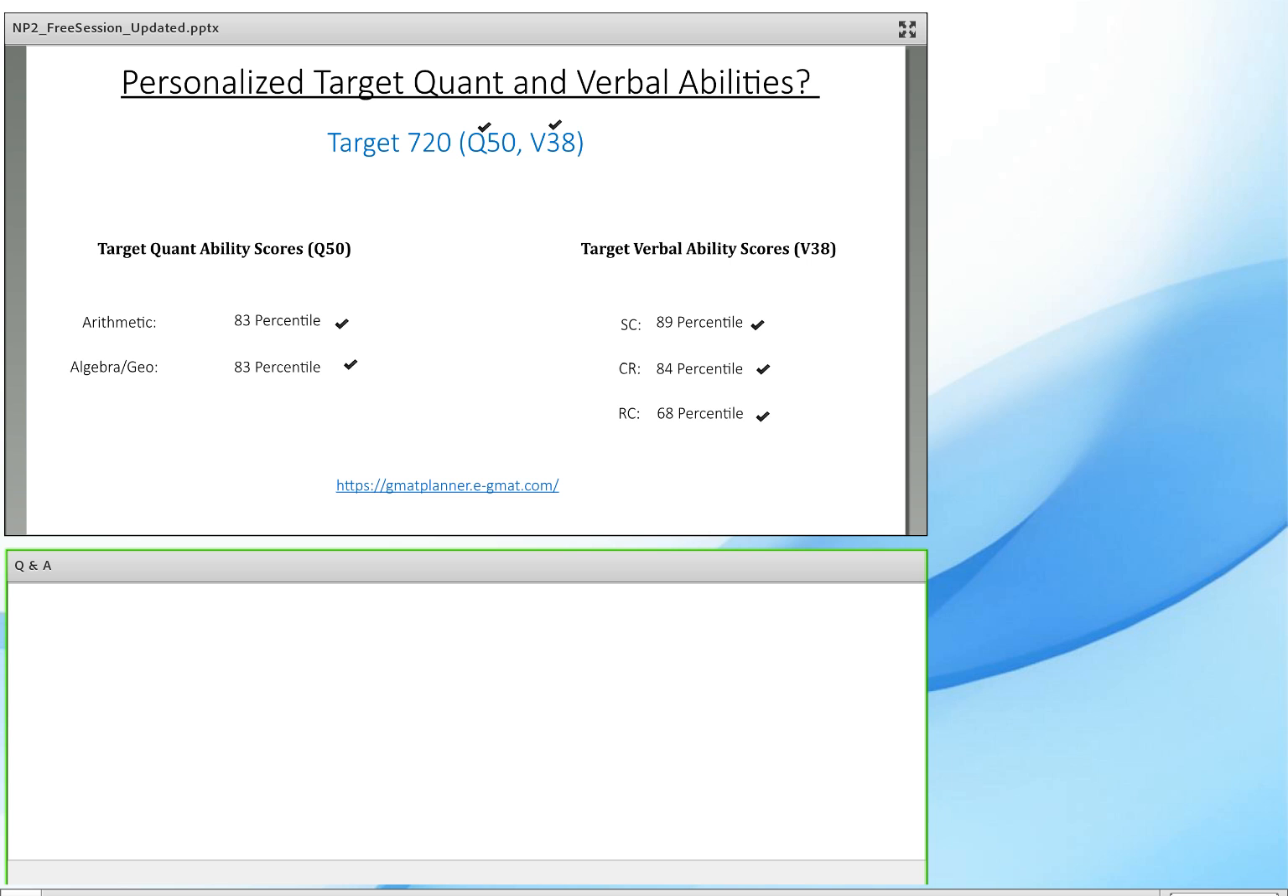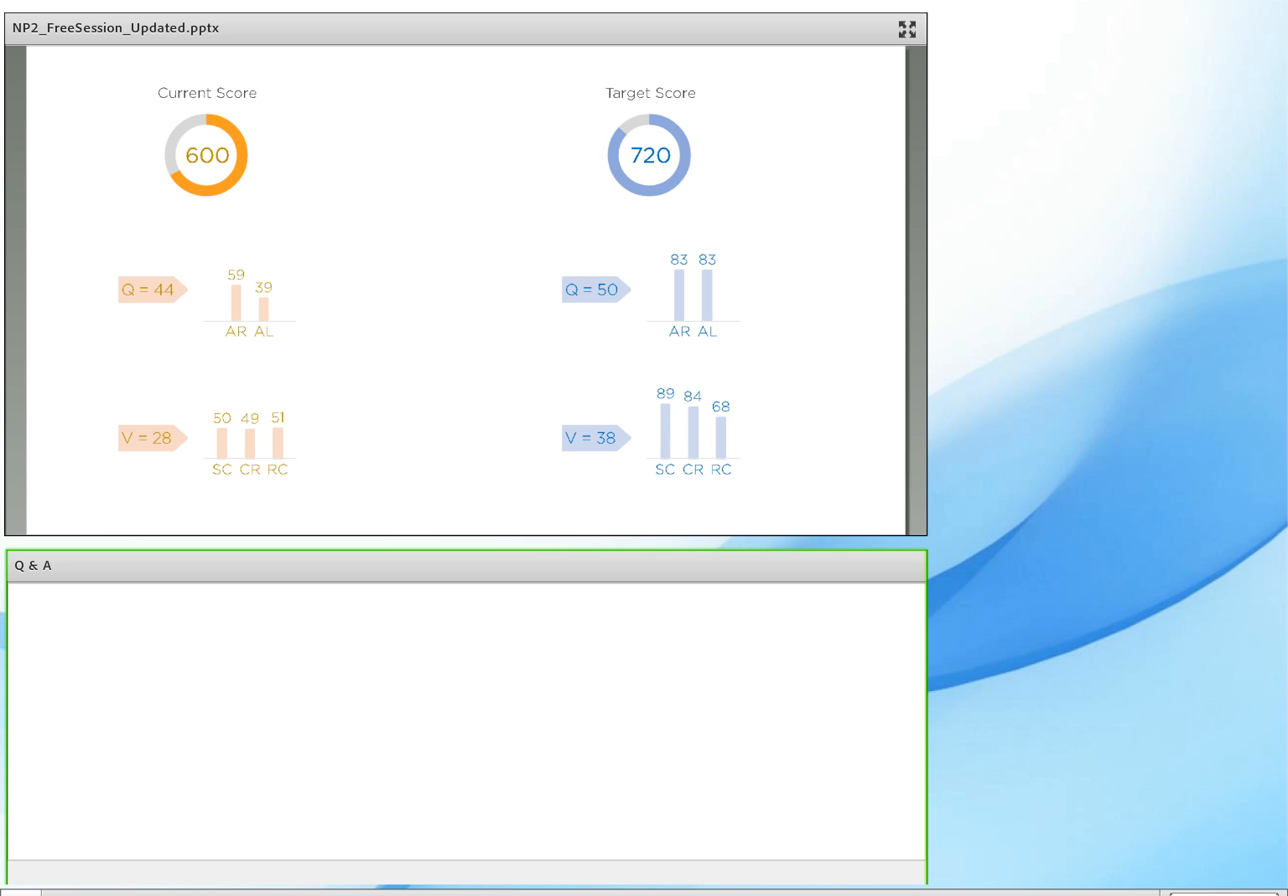So when you do that, you have the target milestones that you need to achieve to hit that Q50 and that V38. Clearly, you can see you're going to put in more effort in SC because you're aiming for a much higher target over here than you would put in reading comprehension. Now, when that happens, you have your starting milestones, you have your target milestones, then your GMAT preparation becomes a game of hitting 5 milestones.